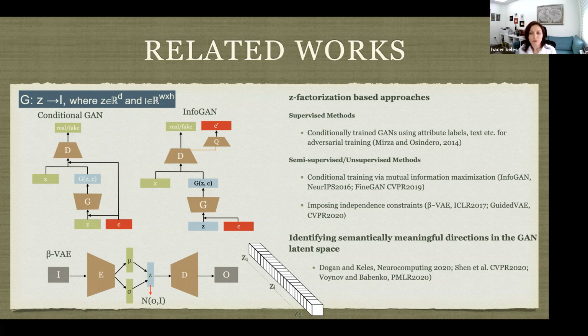There are supervised and unsupervised approaches to do that in the literature. In the supervised factorization, labels representing certain aspects of the images, which I will also sometimes call factors of variation, are defined as conditions in the GAN training. As you can see in the left figure, they are represented with red boxes with C.